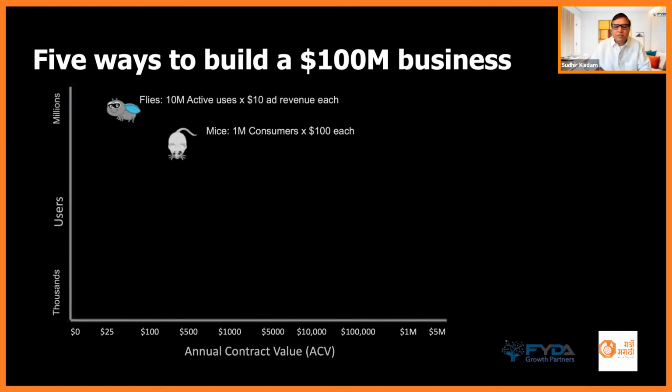The other category is the mice category, where you have a $100 product, something like Dropbox. Then you need at least 1 million consumers to be able to get to that $100 million business. Then we have the rabbit category. So the rabbit category is like, I don't know if you have used any CRM product like HubSpot.